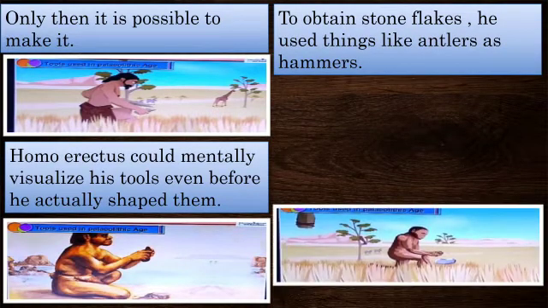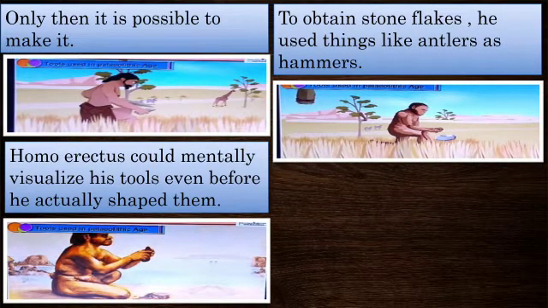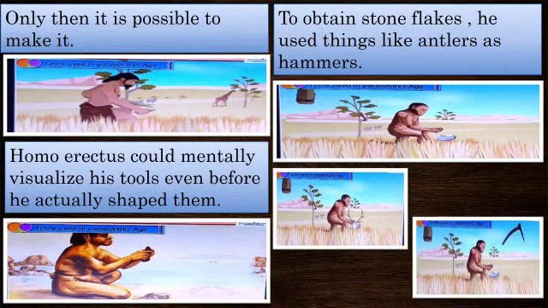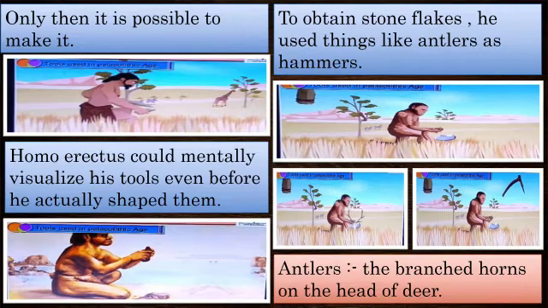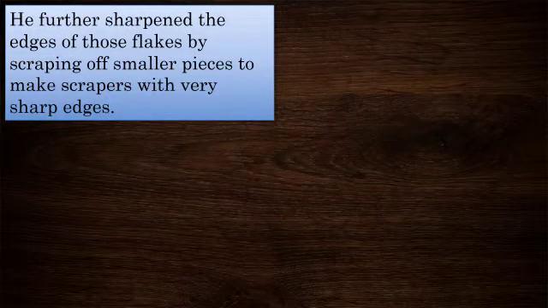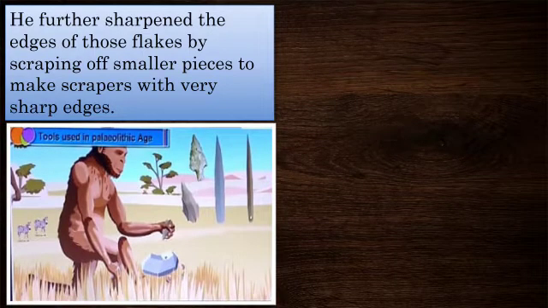And to obtain stone flakes, he used things like antlers. Antlers, if you know, children, are the branched horns on the head of male deer. So he used these antlers as hammers to obtain stone flakes. Students, further, Homo erectus sharpened the edges of those flakes by scraping off smaller pieces to make scrapers with very sharp edges. As you can see, children, these tools have very sharp edges.